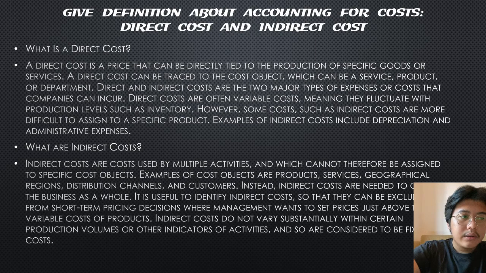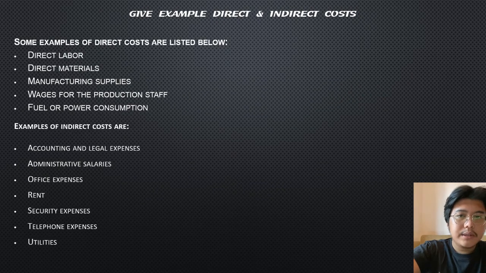Instead, indirect costs are needed to operate the business as a whole. It is useful to identify indirect costs so that they can be excluded from short-term pricing discussions where management wants to set a price just above the variable cost of a product. Indirect costs do not vary substantially within certain production volumes or other indicators of activity, and so are considered to be fixed costs. Okay, next question is give example direct and indirect costs.